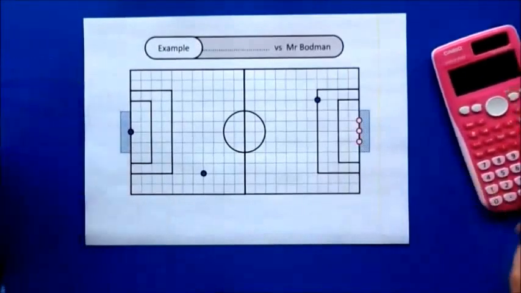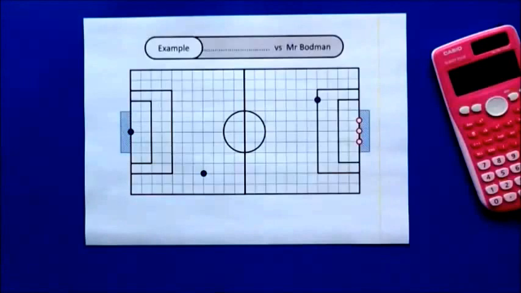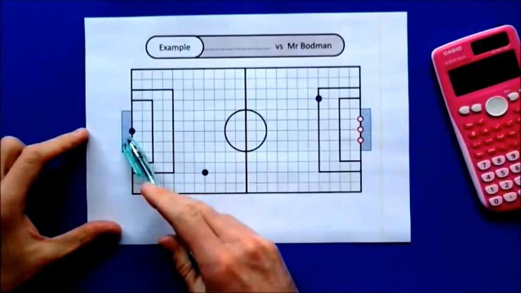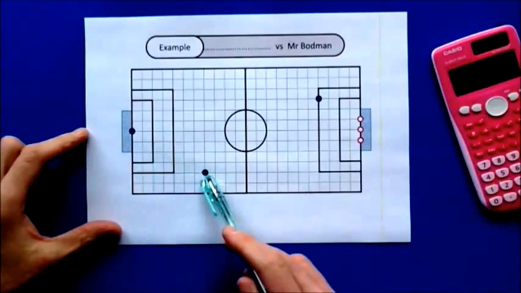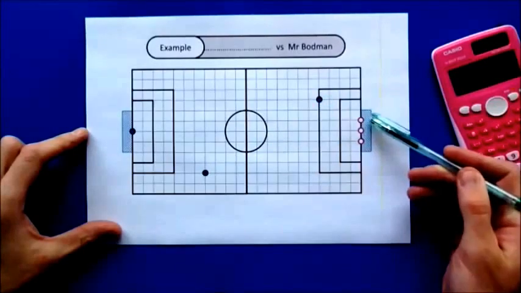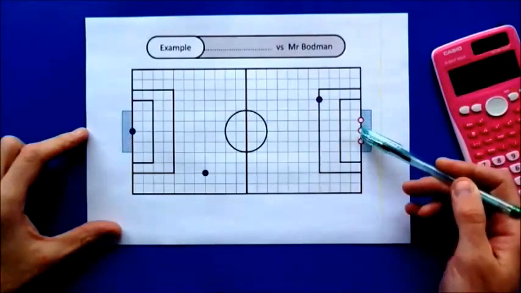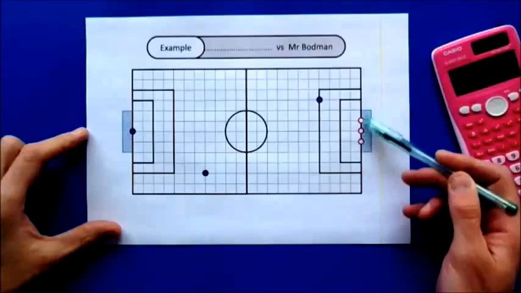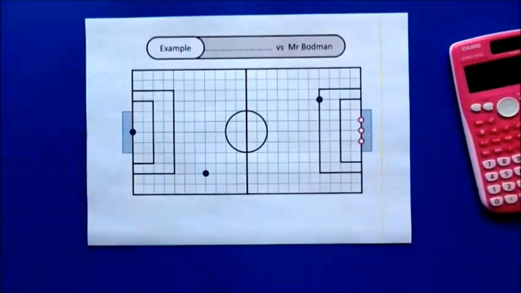Okay, I'm going to show you how to find out the distance the ball travels. Here's my goalkeeper, player 1, player 2, and then I'm going to shoot into one of these three, A, B or C, where I think the goalkeeper won't be. So let's draw the route the ball takes.